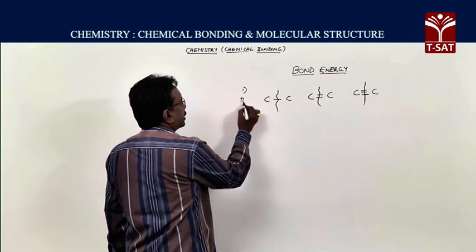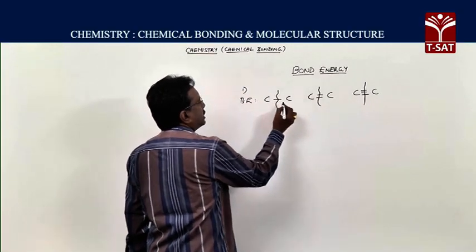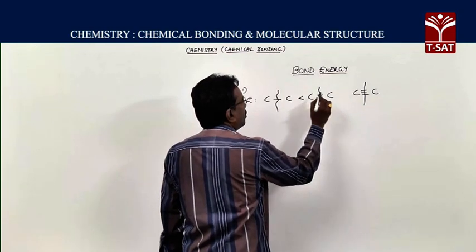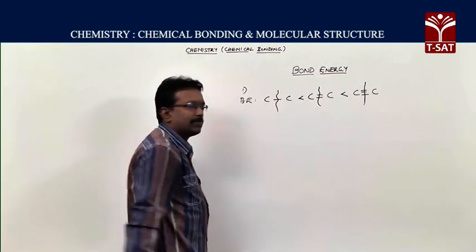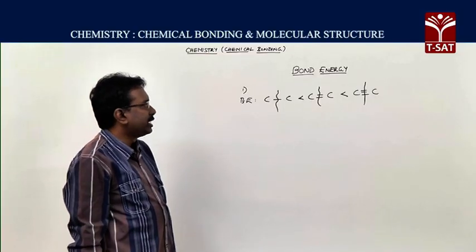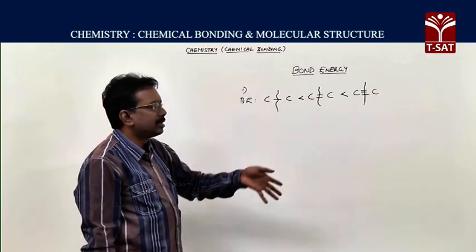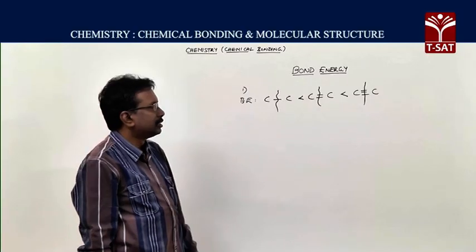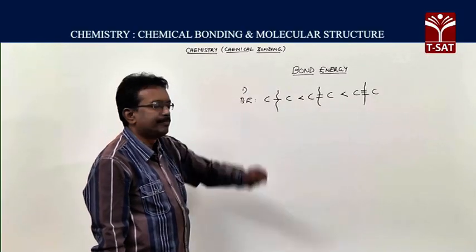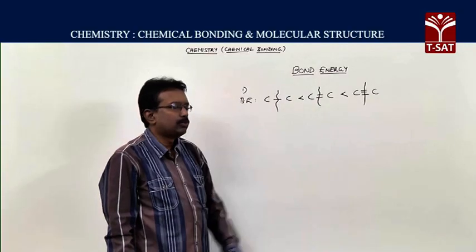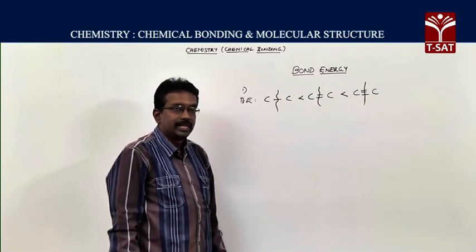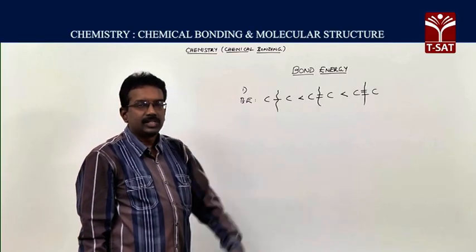That means, the correct order of bond energy is C-C single bond less than C=C double bond less than C≡C triple bond. Do not get confused here: a pi bond is weaker than a sigma bond, but you are talking about breaking of the double bond, not pi bonds. That is why we have to compare total bond energy. So, as the number of bonds between two atoms increases, bond length decreases and bond strength or bond energy increases.